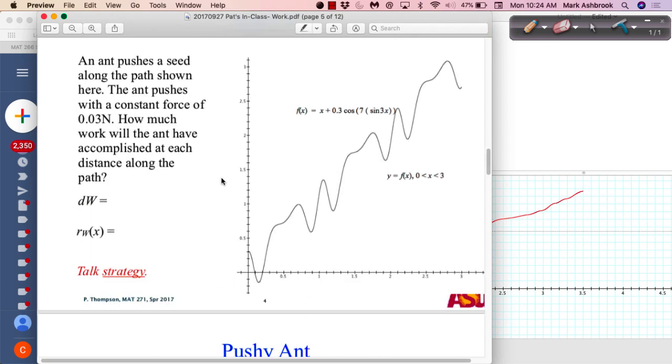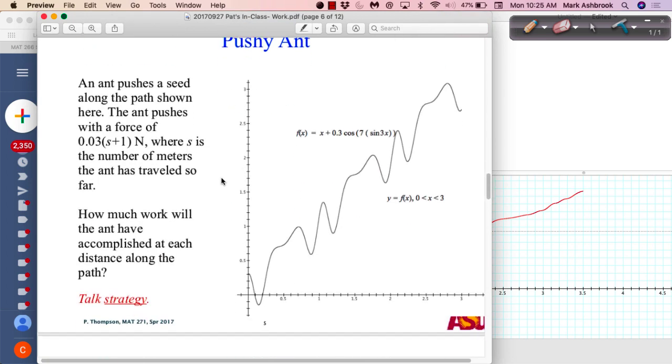So here now the force is 0.03 times s plus 1. Or in other words, as the ant pushes, for whatever reason, the force that the ant's pushing with is increasing as a function of how far it's pushed. Right? Maybe it's collecting dust or something. The seed is collecting some little debris on it, and so it's constantly requiring more and more force that the ant is pushing with. So now, and it's along the same path, I want to come up with a work function for this scenario.